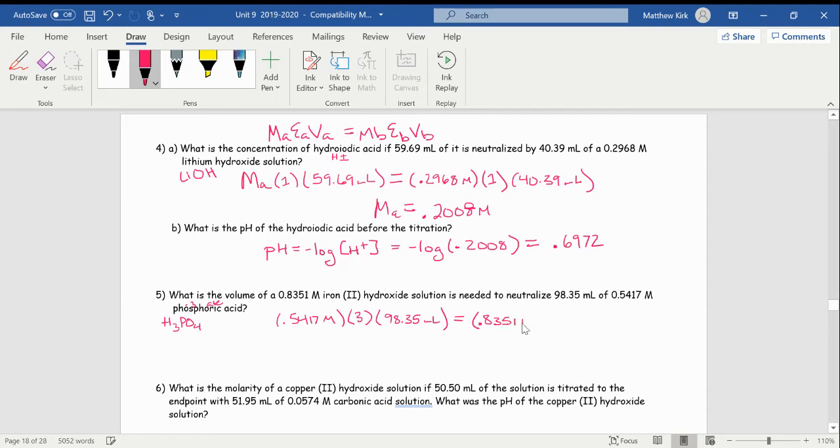0.8351 molar. Equivalence of the base, iron 2, that means it's plus 2 iron. Hydroxide's minus 1, so we do have to swap and drop there. So our equivalence would be 2. And then we're trying to find the volume of the base. So again, to get volume of the base by itself, I would just divide both sides by that 0.8351 times 2.